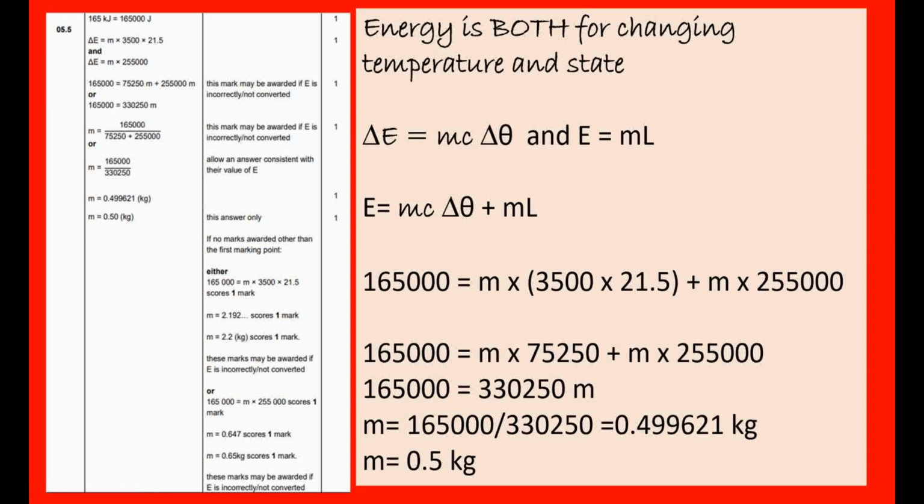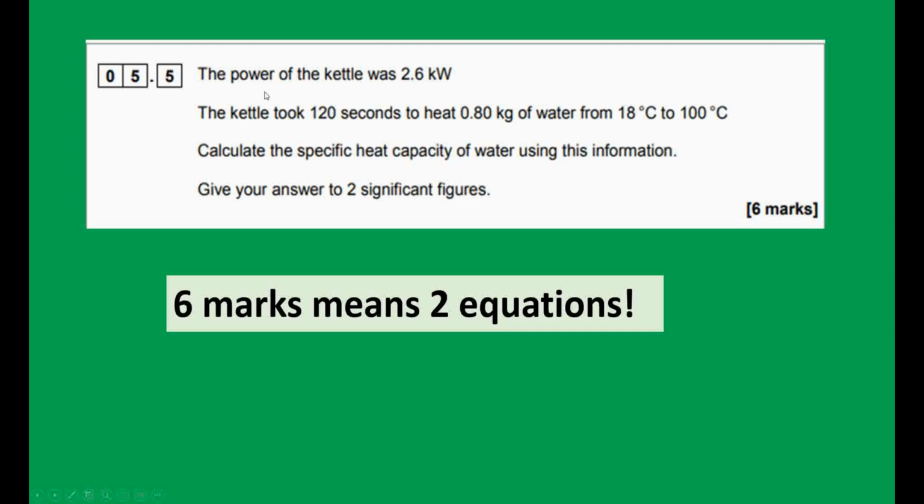Right, next. We've got another 6-mark question. This time we've got the power of the kettle was 2.6 kilowatts. The kettle took 120 seconds to heat 0.8 kilograms of water from 18 degrees Celsius to 100 degrees Celsius. We need to calculate the specific heat capacity of water using this information, and we need to give the answer to 2 significant figures. If it didn't have this last line, there's a good chance it would only be a 5-mark question. The difference between the 5 and the 6-mark questions is you have to do an extra thing to get that extra mark to make it 6.